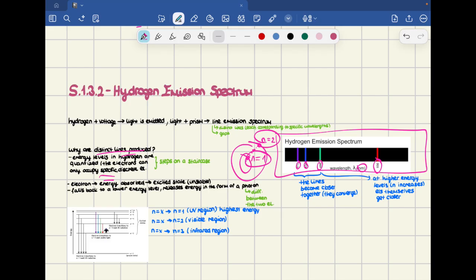Okay, so when electrons absorb energy, they get excited and they're unstable. As they're unstable, they fall back to a lower energy level and they release energy in the form of a photon.